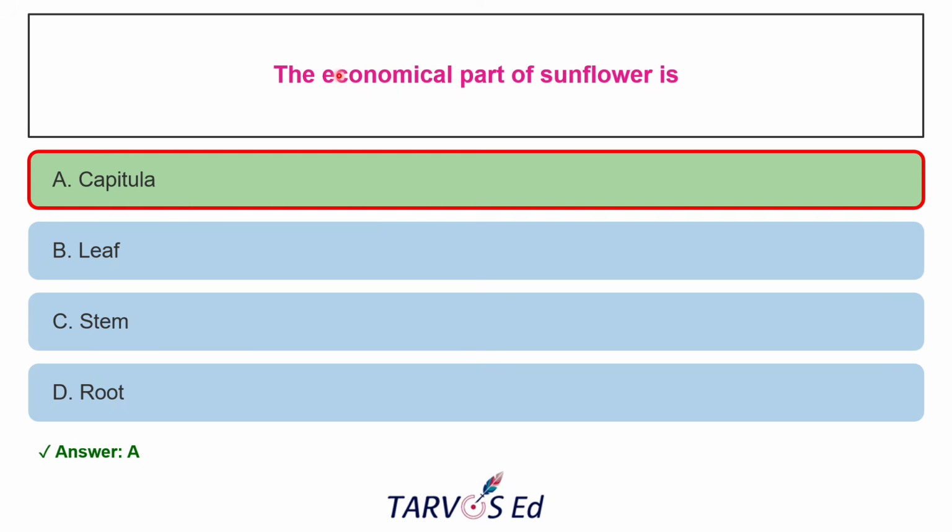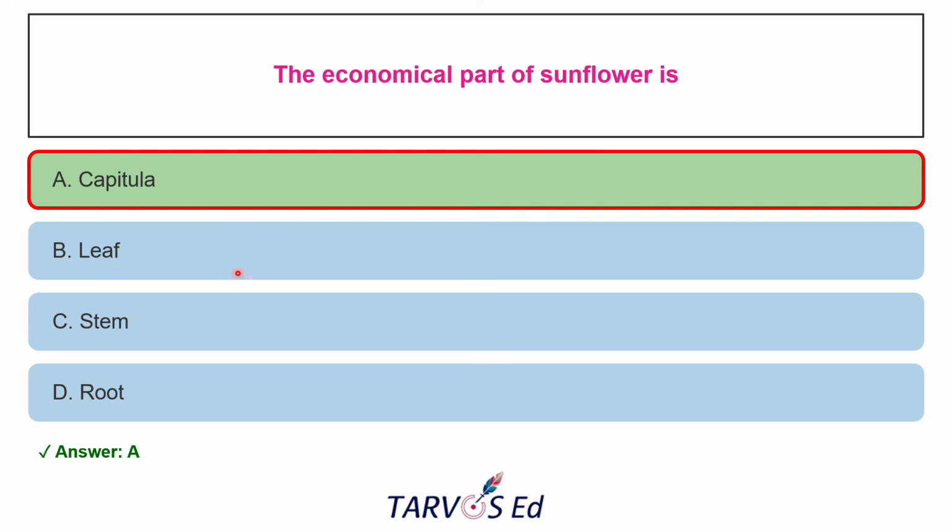Got it? And why the others are wrong is that leaf is generally used as fodder sometimes, right? But not as a main economic part, and it has no commercial value. It is not having any value. And stem, it is used for fuel or paper pulp after harvest. But it is a byproduct only, not a primary income. And root doesn't have any economical use.